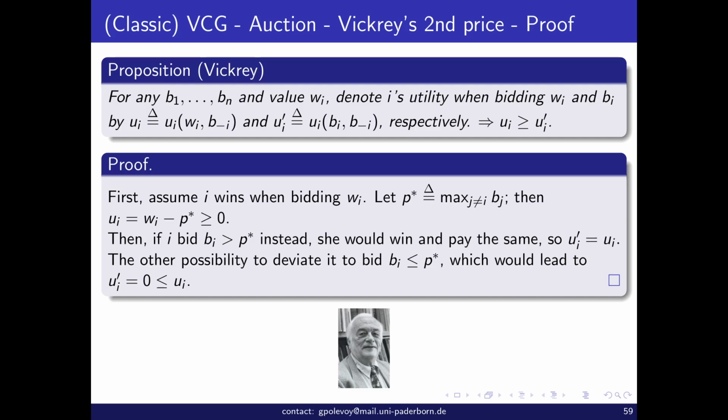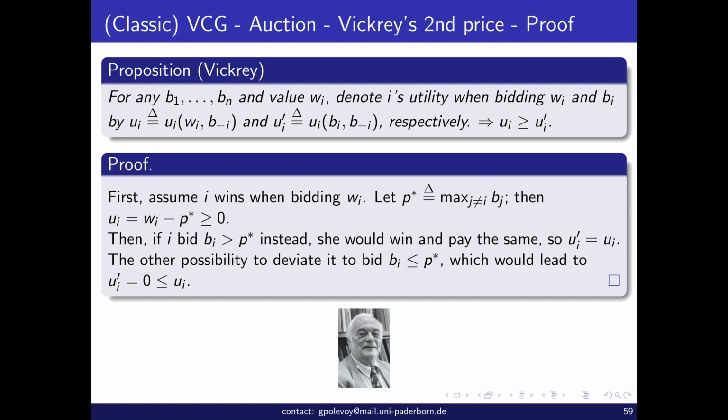So the proof is as follows. I just look at all the possible cases. Suppose I wins when bidding the true value. If that's the case, we denote the price that I pays as P*, the maximum between the bids of the others. So the utility of I bidding the true value is simply the true value minus this P*.